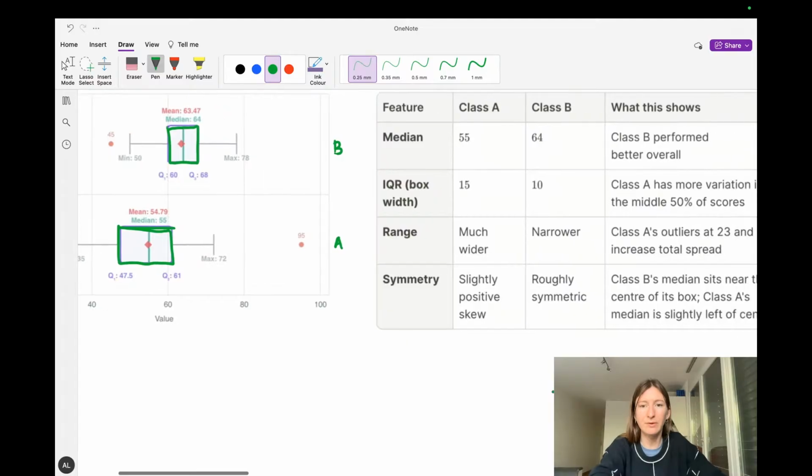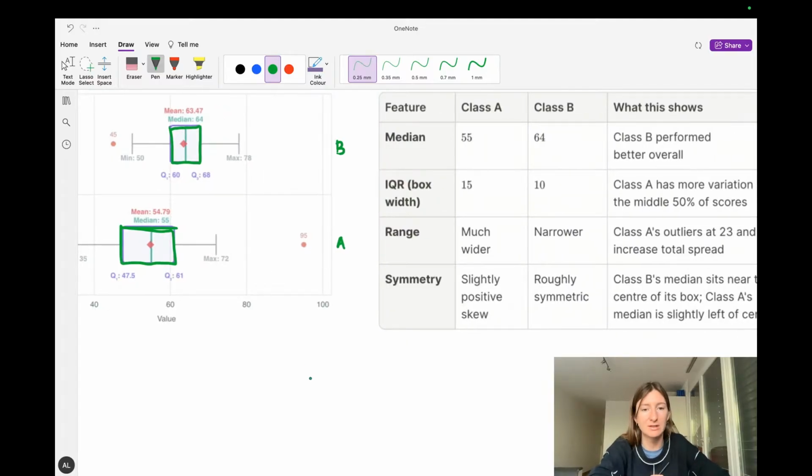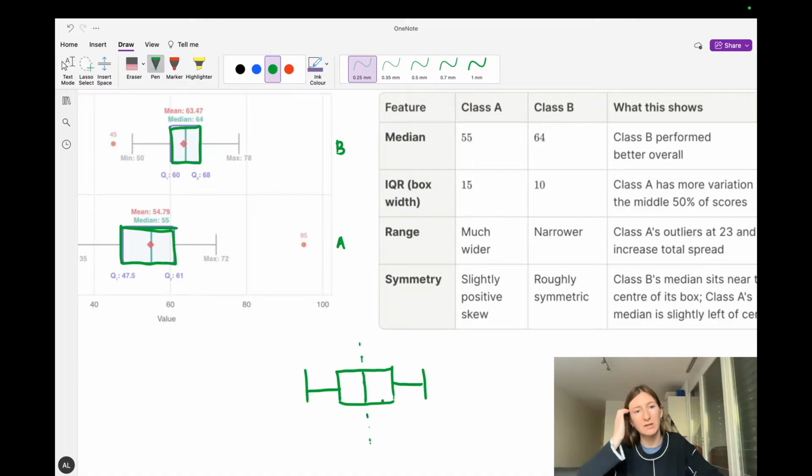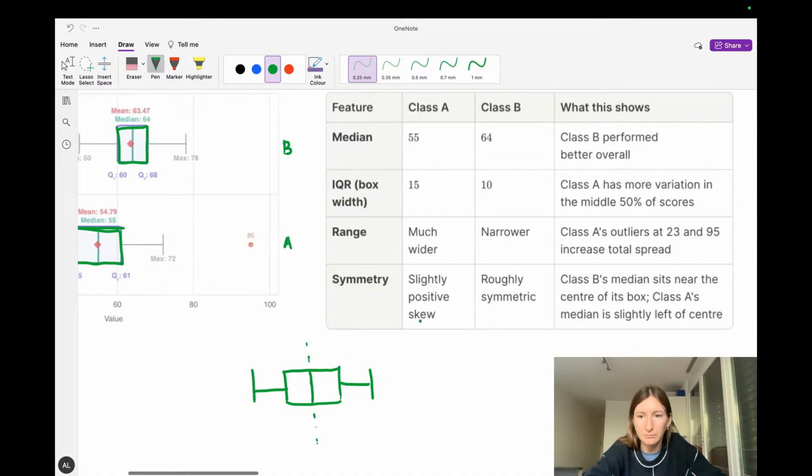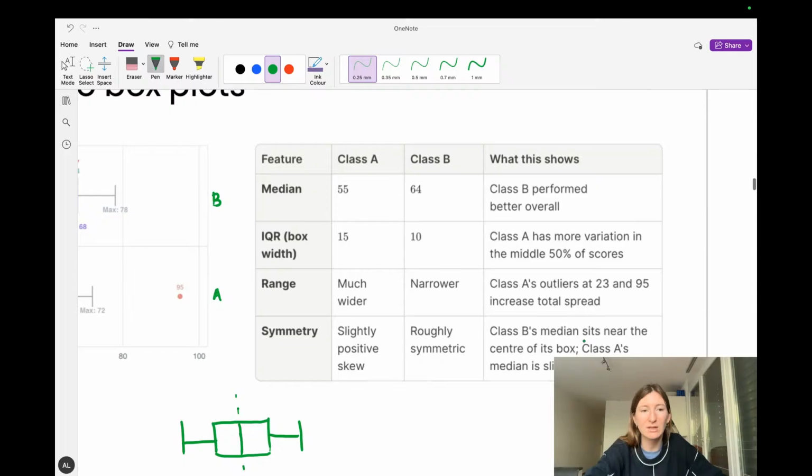Sorry. And then symmetry. So is it symmetrical? A perfect symmetrical box plot would be one where all of these distances, I'm trying to draw this perfectly, it's not bad, where all of these distances are exactly the same. That's symmetrical. Like if we had to fold it in the middle, it would be the same on either side. That's what we say, symmetrical box plot. Like this one is slightly skew. So these are things that we could look at for giving information about our box plot.